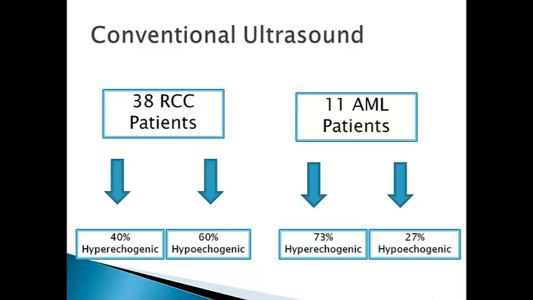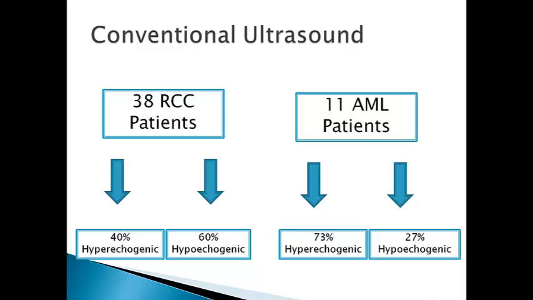However, 40%, which is obviously a very large number, had hyperechogenic findings, at which point they would look a lot like AMLs. So it's not enough to tell someone, oh, it's hyperechogenic, you don't need any further testing. Obviously, there's still a good chance it's renal cell carcinoma. In terms of the AML patients, a large majority had hyperechogenic masses, and 27%, however, had hypoechogenic. So there's a lot of overlap here, you can see.